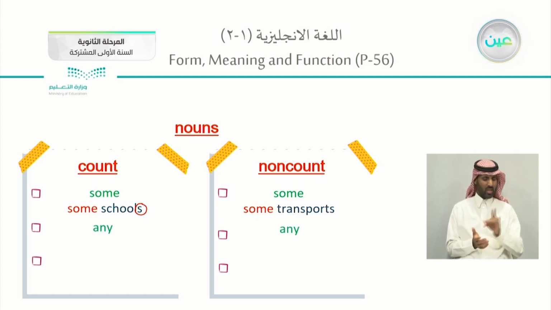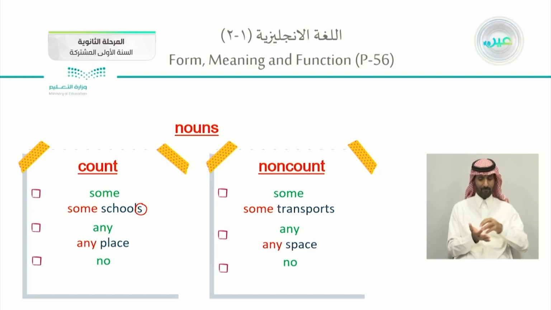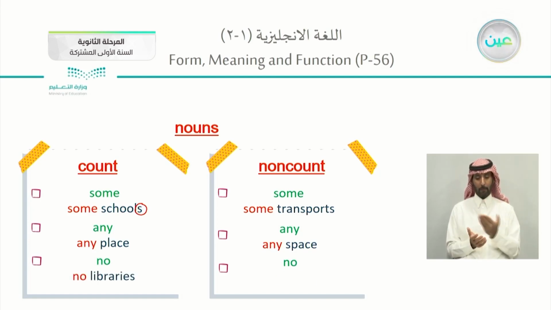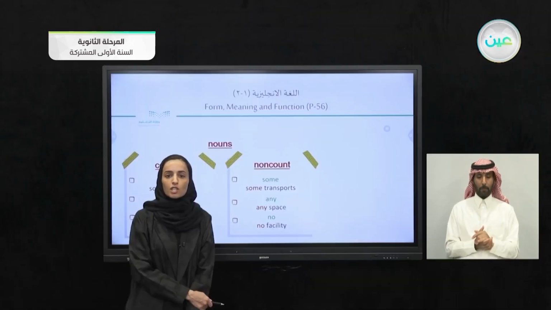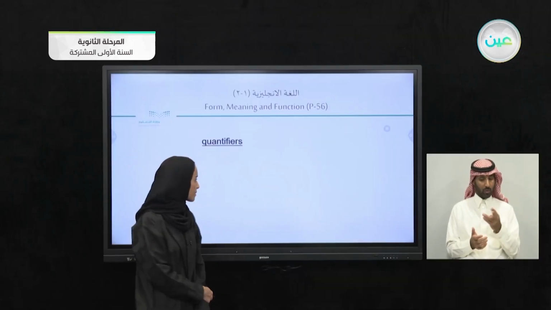Any, I can use it with both the count and the non-count nouns. However, here we will use it with any place and any space. No can be used with both the count and the non-count, so no libraries, no facility. But we have to differentiate between each one of these.